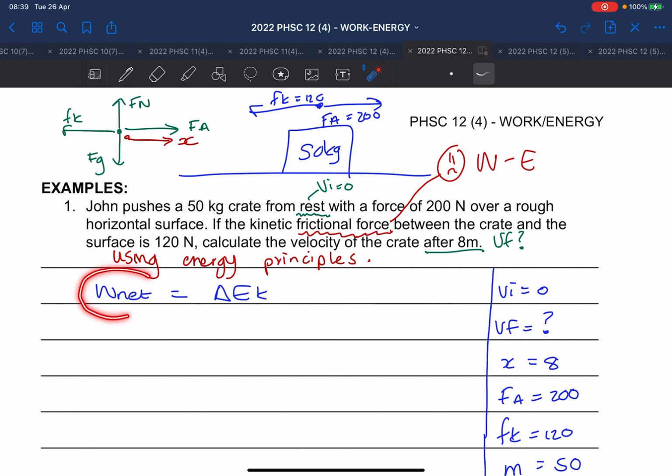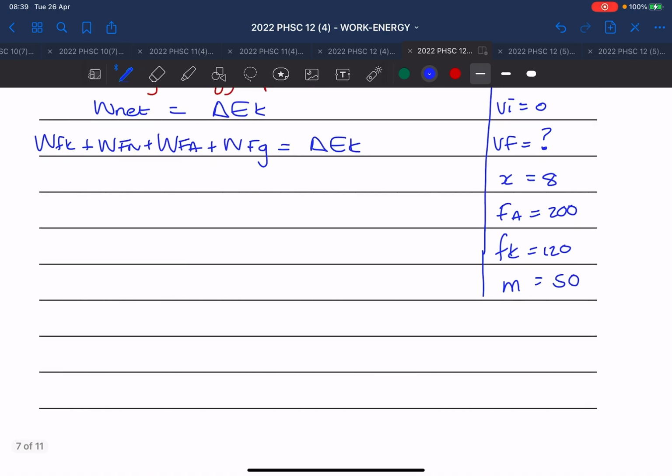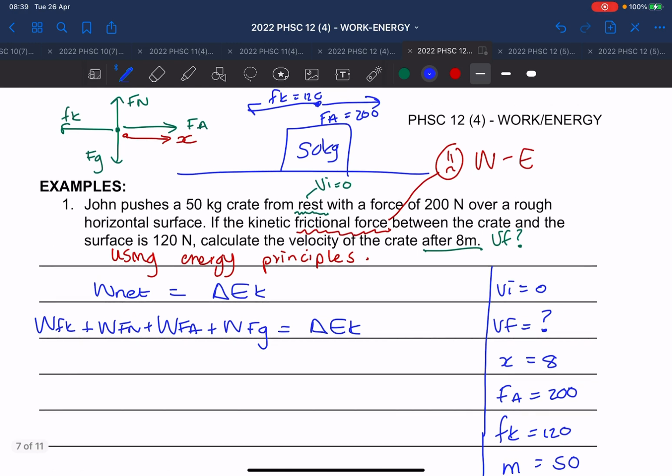So the net work is the work due to all the forces. Not just in this plane, all the forces. So you're going to say the work due to frictional force plus the work due to normal force plus the work due to applied force plus the work due to gravitational force is equal to the change in kinetic energy. Then we have here Fk delta x cos theta.